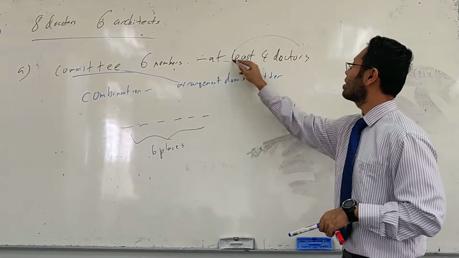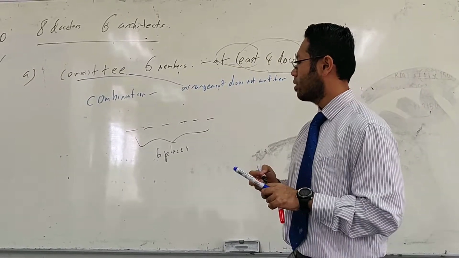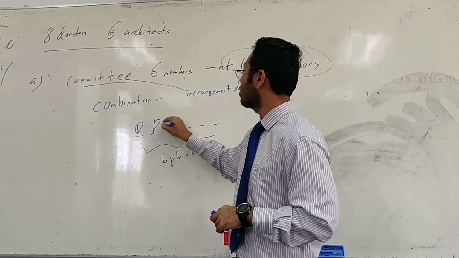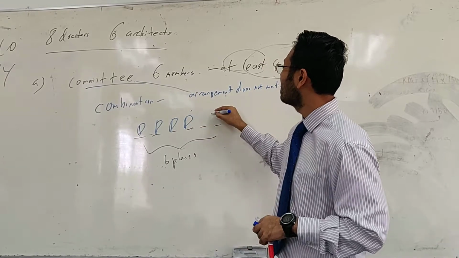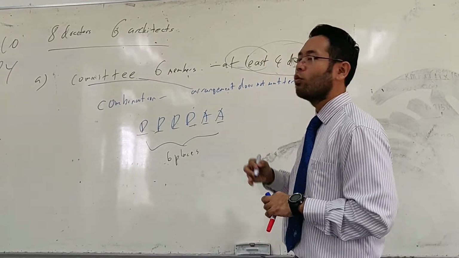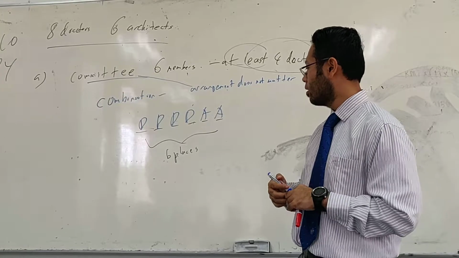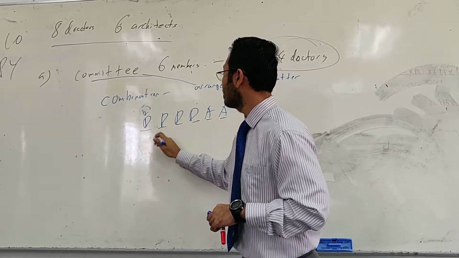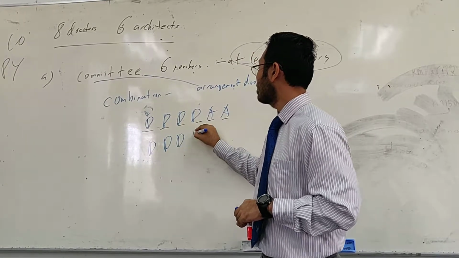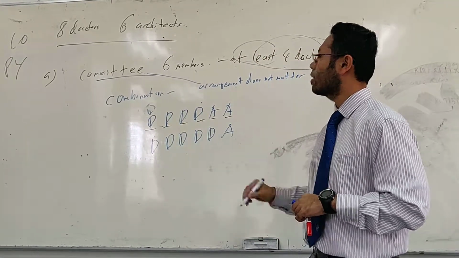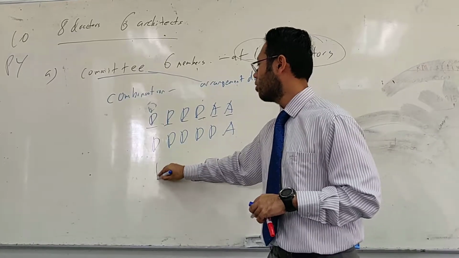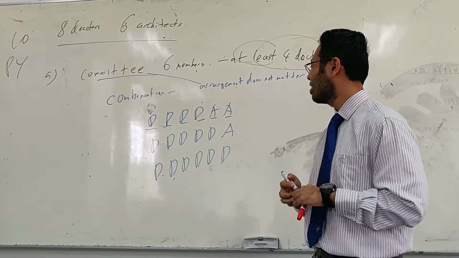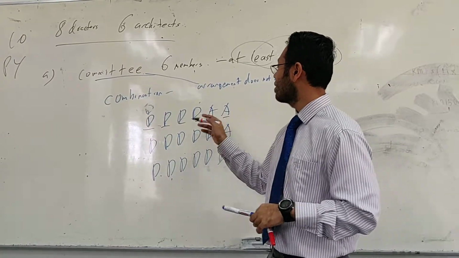At least 4 doctors. So either I can have 4 doctors and 2 architects, or what? More doctors. More than that. 5 doctors and 1 architect, or all doctors. It's not that entirely difficult.